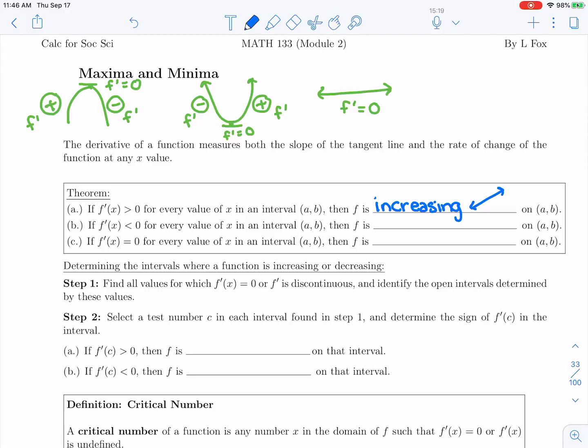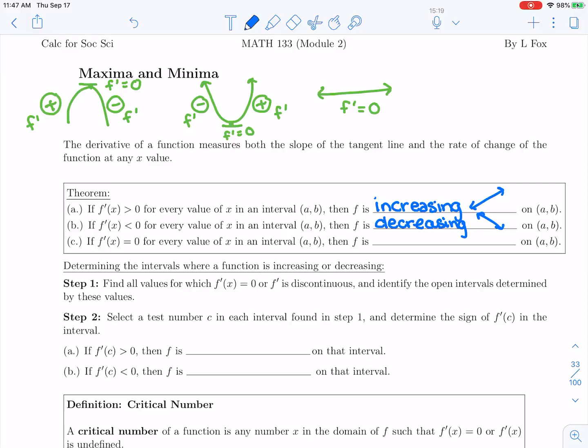Another option is if you plug into the derivative and you get a negative number out. A negative derivative means slope. A negative slope means that the original function was decreasing. It was falling left to right. There's a falling straight line.